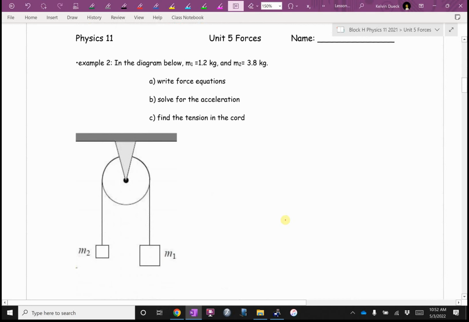I like example 2. Example 2 is in this. There's going to be an Atwood machine on your test. And you're going to see this is actually a multi-step question. I usually make these worth 5 or even 7 marks.